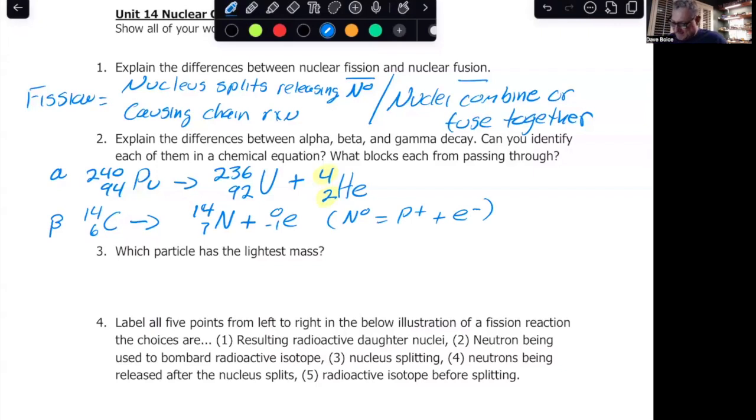Okay, I don't have space to show gamma, so let's just answer this very easy question right here. Which particle has the lightest mass? If we're talking about alpha, beta, and gamma, alpha is really big. It's two protons and two neutrons, so 4 AMU altogether. That's pretty big, so alpha is the biggest. Beta is just an electron that's being put out, and so that's quite a bit smaller. And then gamma, that's just pure energy. That's really small.